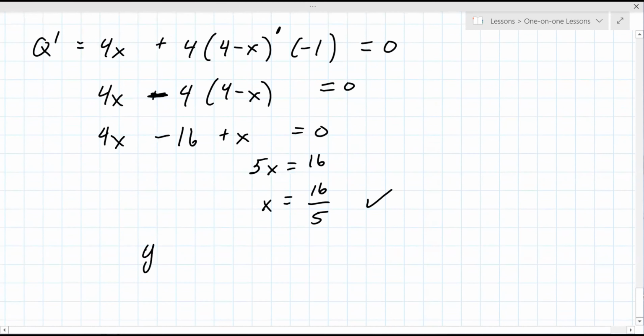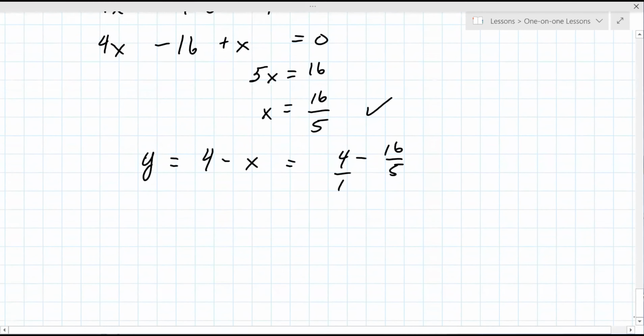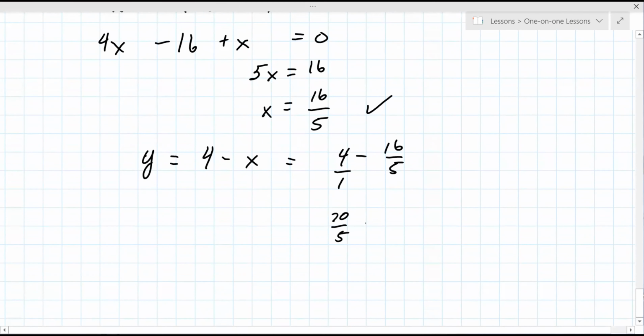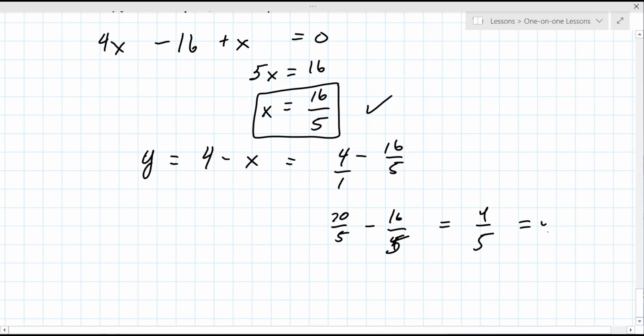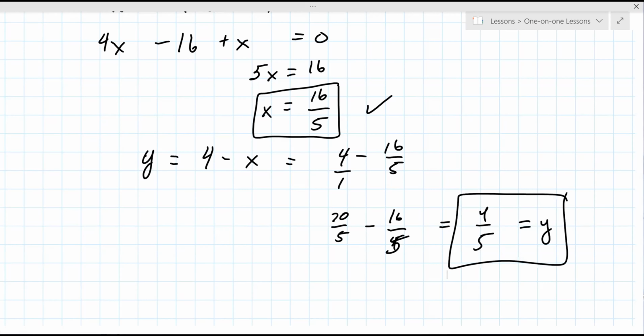Y, as we just said, is 4 minus x, which is 4 minus 16 over 5. 4 is really 4 over 1. So that's 20 over 5 minus 16 over 5, which is 4 over 5. So that's x, and that's y. You'll get a slight variation on your numbers, but that is how you do that.